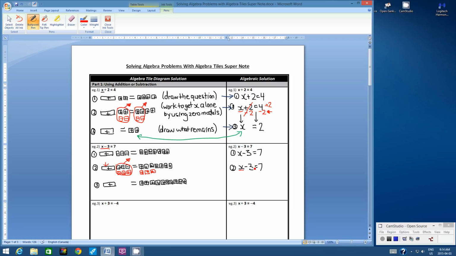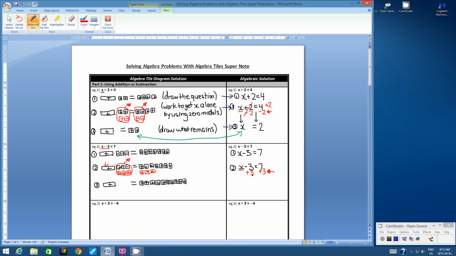How do we get rid of subtract 3? Well, we do the opposite of subtract 3. And the opposite of subtract 3 is to add 3 on both sides. We have to do it on both sides, and you have to show this step here, or else I won't know what you're thinking.